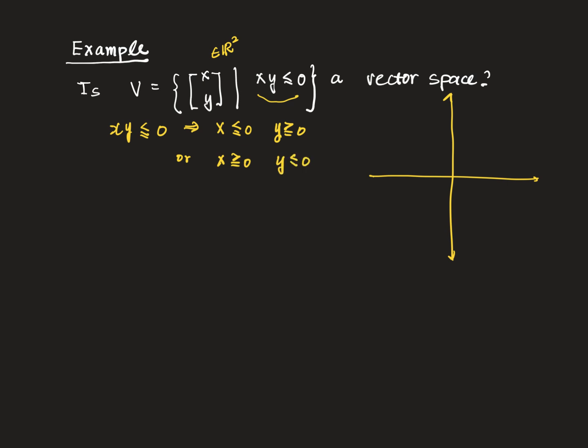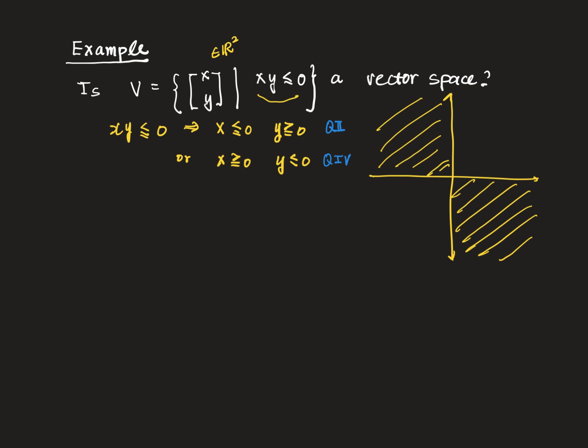Make sense, guys? Then what is this one? X is less than 0, y is greater than 0. Which quadrant are they talking about? This one is quadrant 2. What is the second one? X is greater than 0, y is less than 0, which is quadrant 4. So I'm going to sketch it, and you're going to consider only quadrant 2 and quadrant 4. Can you think about it? Is this one a vector space, or can you give a counterexample? R2 has addition and scalar multiplication that we talked about so far. So let's think about an example, guys.